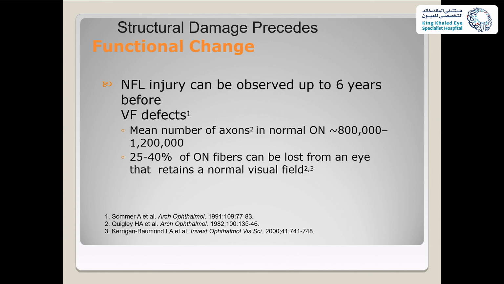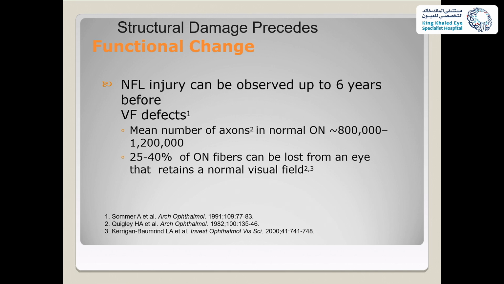Structural and functional damage can happen to the optic nerve with the progression of the neuropathy. Nerve fiber layer injury can be observed up to 6 years before the visual field defect. So it's very useful to check the nerve fiber layer, especially in cases of glaucoma suspicion.